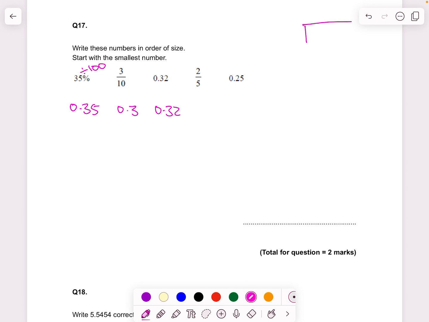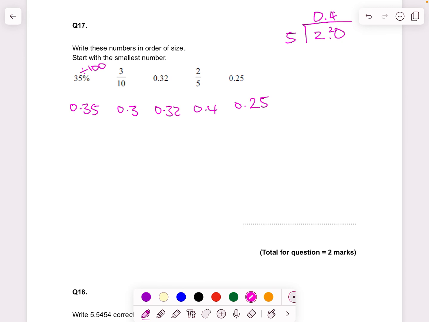2/5, if you don't remember that it's 0.4, you could do 2 divided by 5. How many 5s go into 2? 0. Remainder 2. How many 5s into 24? So it's 0.4, and then 0.25 is already a decimal.